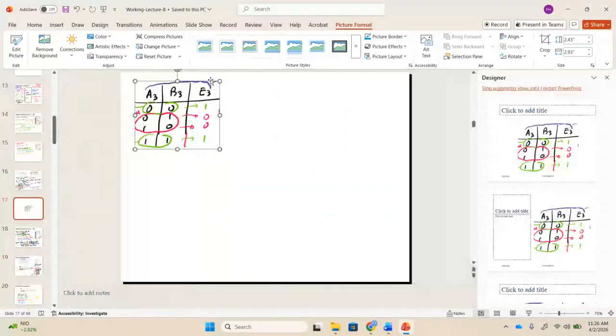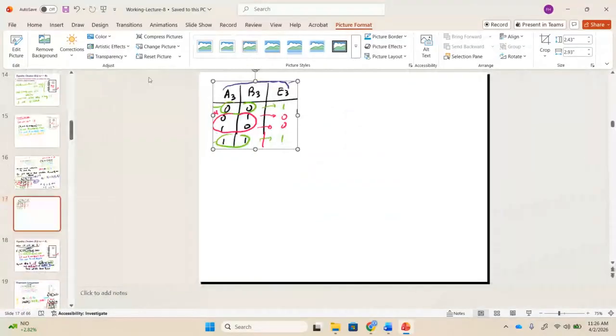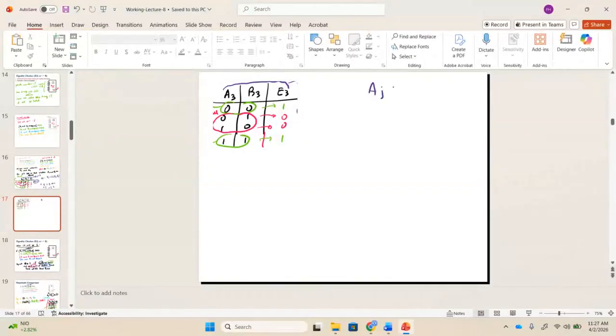Okay, so now this is A3 and B3. So in general, we have what? AJ, and then what? Help me. BJ, and the output will be what? EJ. So these are four combinations. The first combination is actually, can you see here?